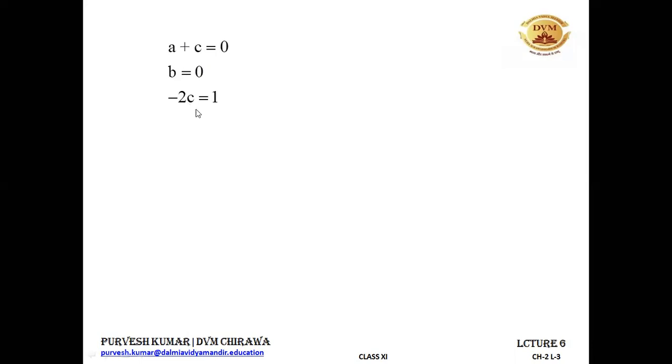Now we can solve for C. First we can solve for C. B where we have got 0. We can solve for C. C is equal to minus half. All right. So C is equal to minus half.